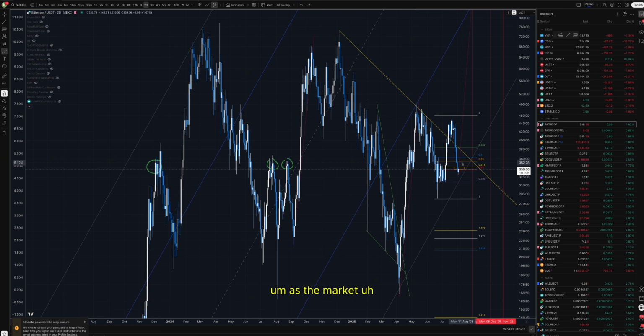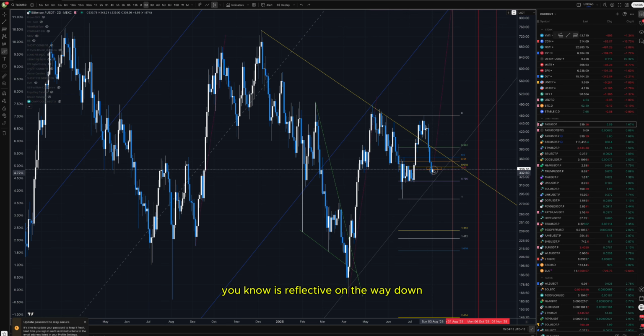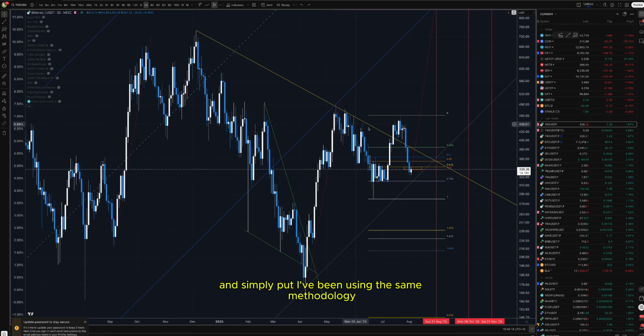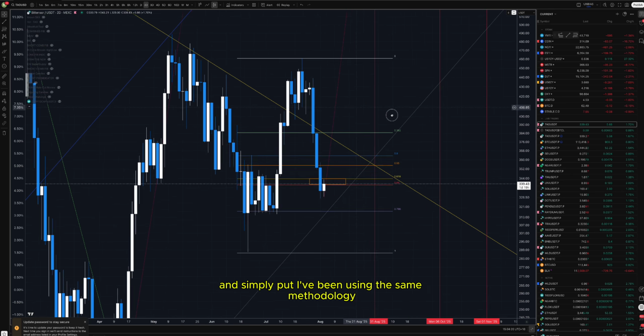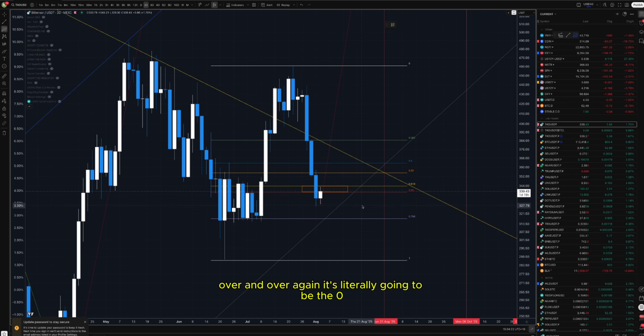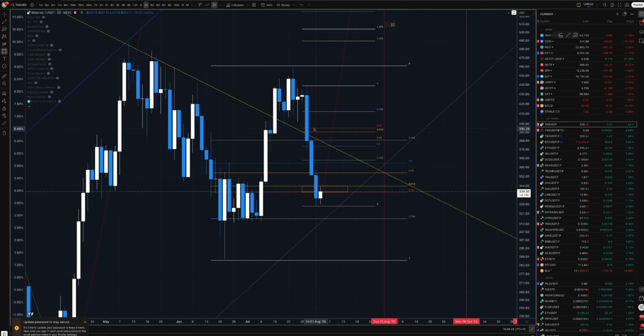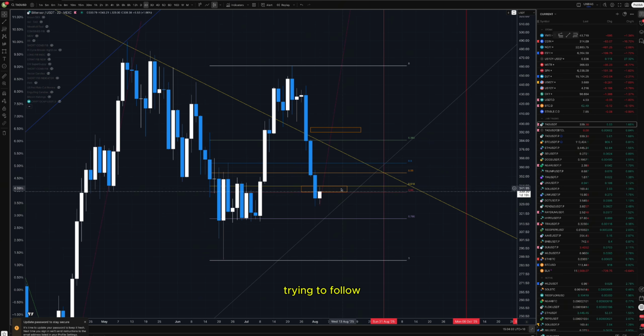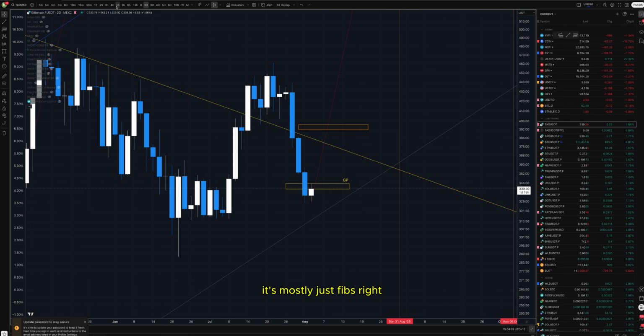However, as the market is reflexive on the way down, going back up, what is the expectation? Simply put, I've been using the same methodology over and over again. It's literally going to be the 0.618 on the opposite side. And this is what you'll find about my strategy. There aren't many trend lines that I'm trying to follow and all that type of technical analysis BS. It's mostly just fibs, right?